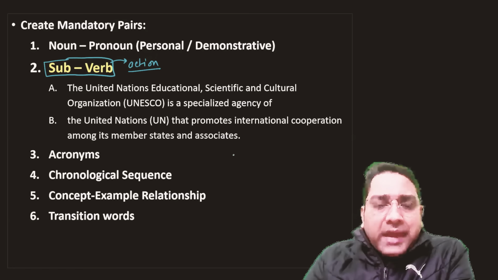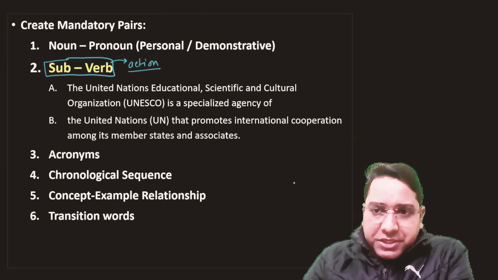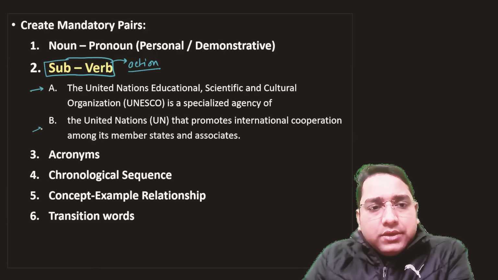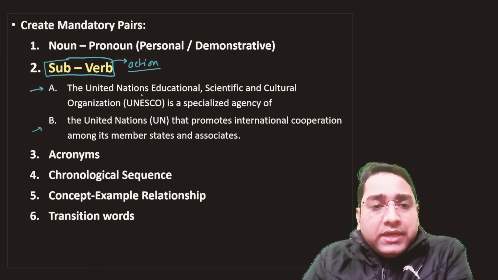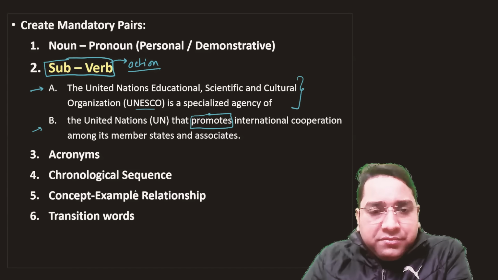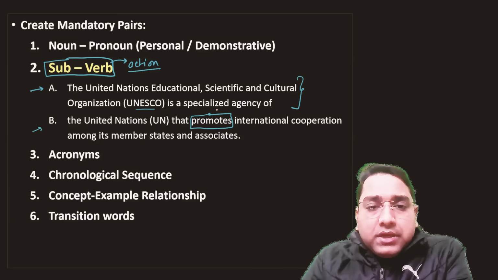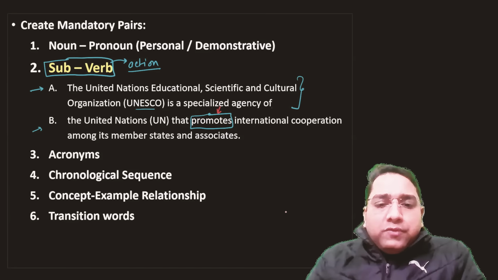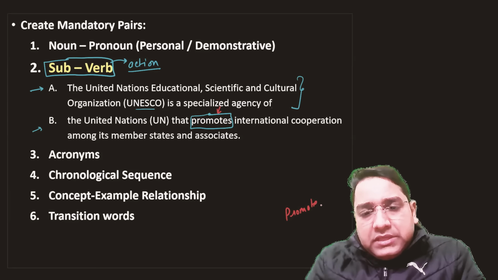So you will see in any line, if any action is mentioned, for whom this action is mentioned. For example, here, two lines are given. The United Nations Educational, Scientific and Cultural Organization, that is UNESCO, is a specialized agency of. This is one line which is incomplete. Then it is given the United Nations that promotes. So can you please tell me, this promotes is a verb, and for what is this word used? This is the action.